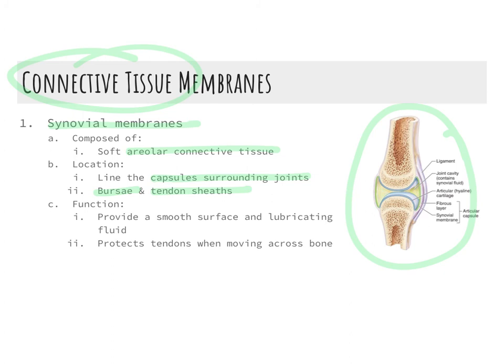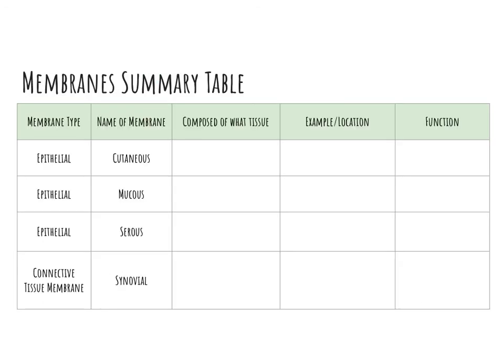They function to provide a smooth surface and lubricating fluid in our movable joints. And they also protect the tendons as the tendons move across bones.